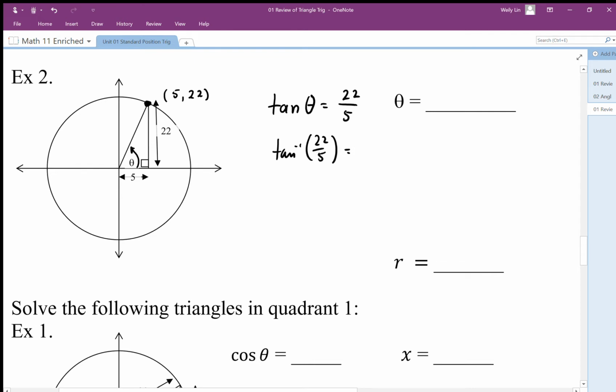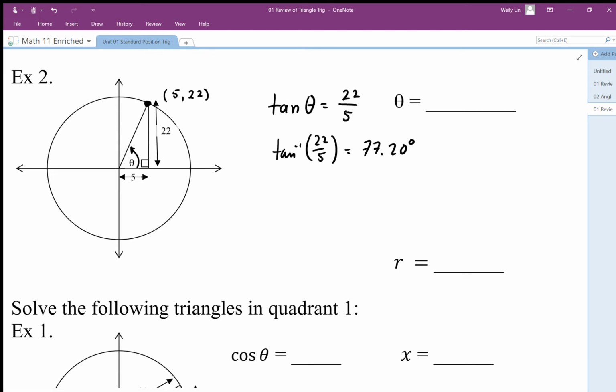I need a calculator for this, because if I'm going to translate between angle and ratios, I need to use my calculator. So I go 22 divided by 5 is 4.4, and I'm going to do arctan of that. I end up with 77.20 degrees. And notice I'm using 2 decimals for this. I tend to use 2 decimals for the angles and 3 decimals for ratios.